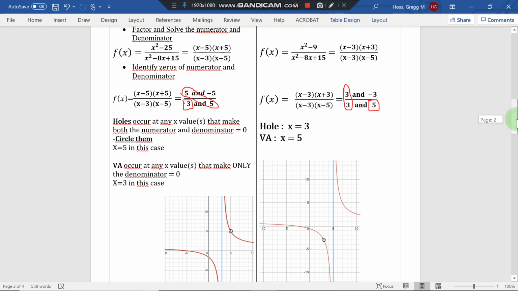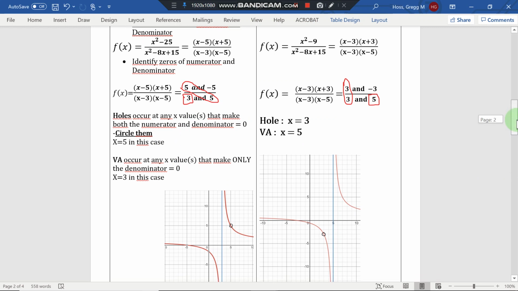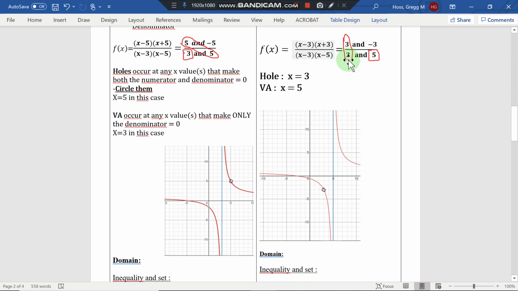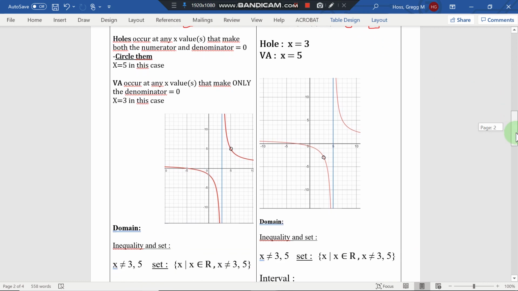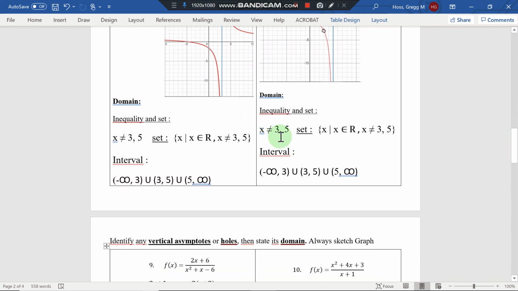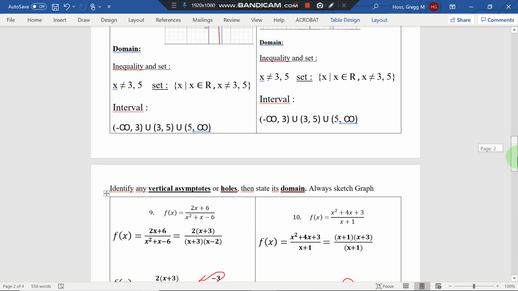All right, for the domain, we simply take our denominator zeros, and those are excluded from the domain, so x cannot equal 3 or 5. In interval notation, negative infinity to 3, 3 to 5, and then 5 to infinity.